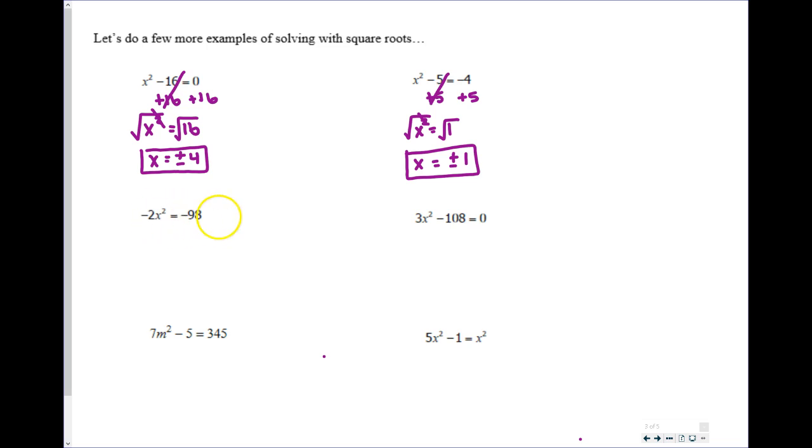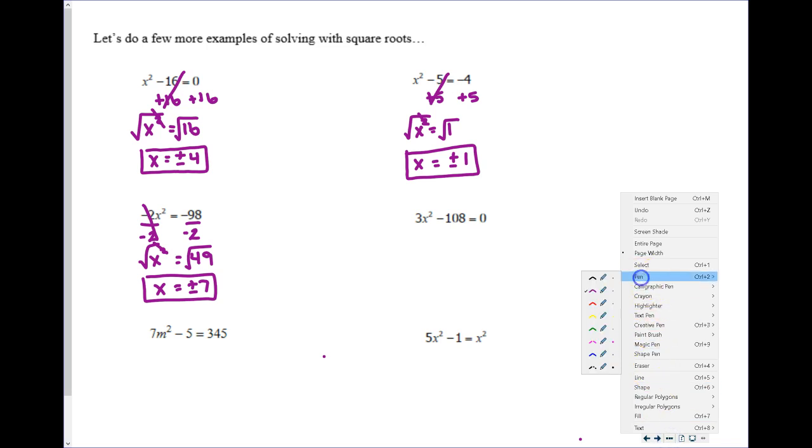Instead of adding or subtracting over, to undo this, I have to actually divide by what's in front of the x squared, because that cancels out and I get x squared alone. Okay? Negative 98 divided by negative 2 is positive 49, which is super convenient because 49 is a perfect square. So I get x equals plus or minus 7.